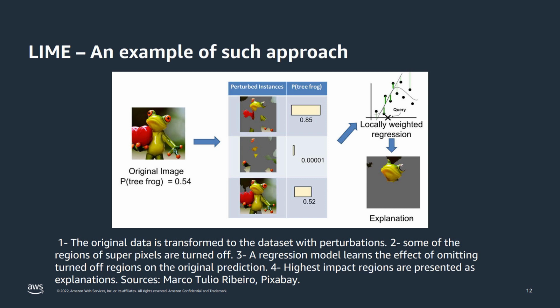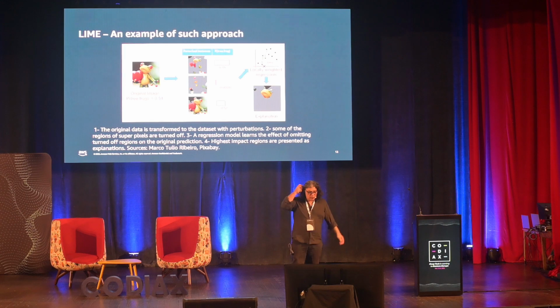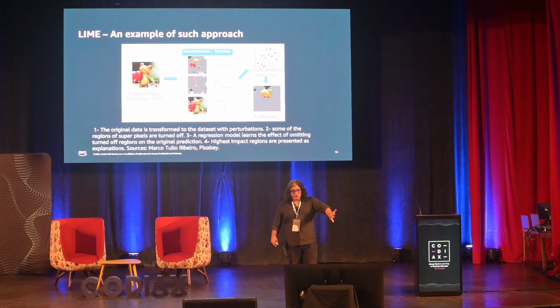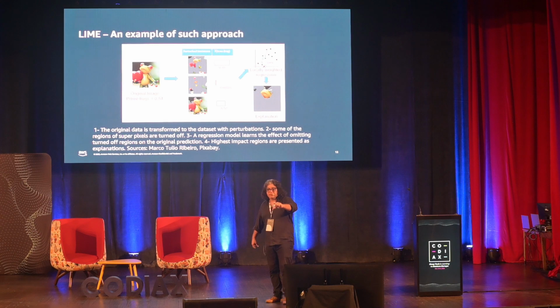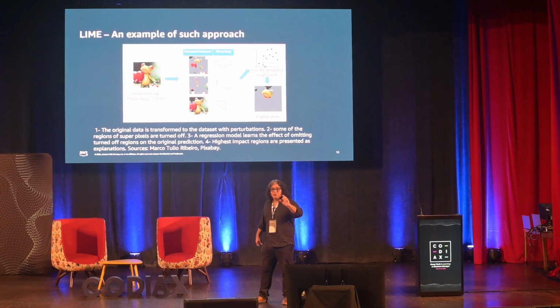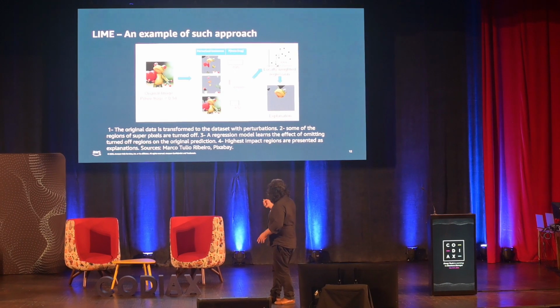Here is a sample implementation from the original paper method called LIME. On the left side, you have an image, and then you chunk that image into superpixels, and then you give superpixel by superpixel, let's say you have 50 of them, to the original algorithm, and it's going to make a prediction.